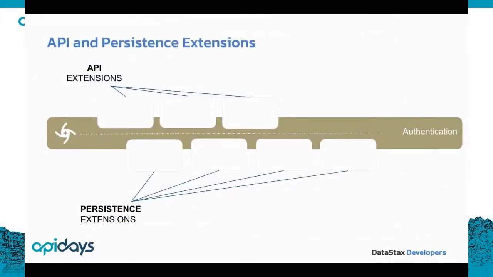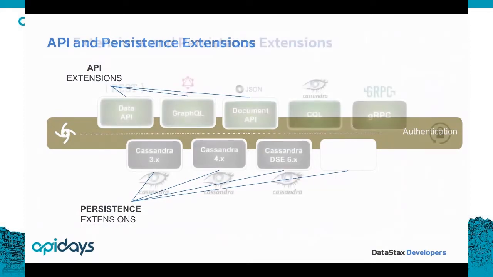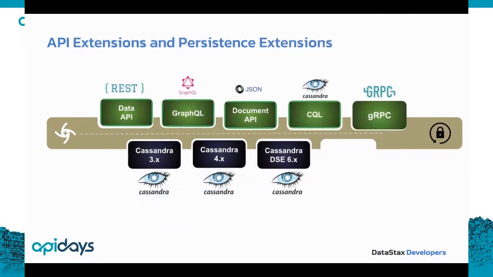It's a gateway, it's a proxy, so two layers. At the top, you find what we call the API extension, exposing REST, GraphQL, gRPC, the native Cassandra API, so CQL, Cassandra Query Language. No need to hide what was available before. And for Cassandra, multiple distributions: OSS 3, OSS 4, and anything that is enterprise at DataStax.